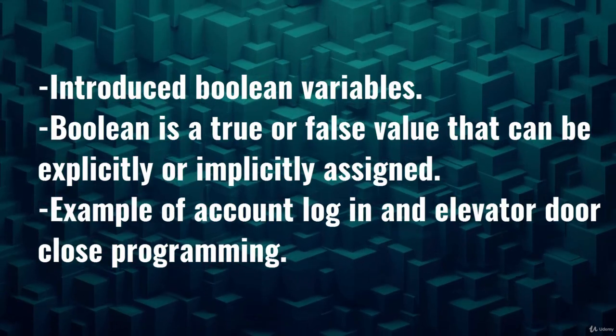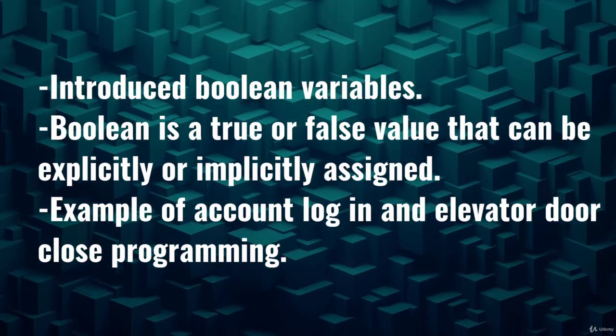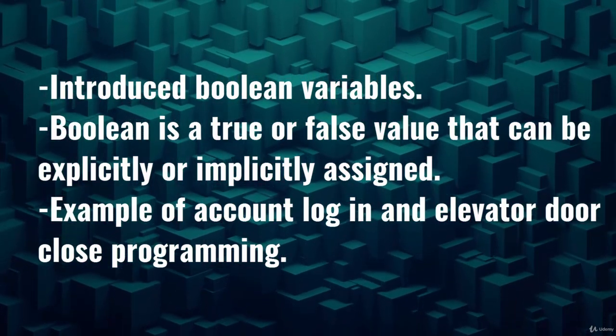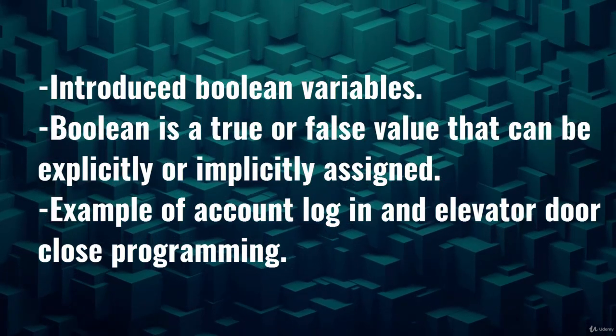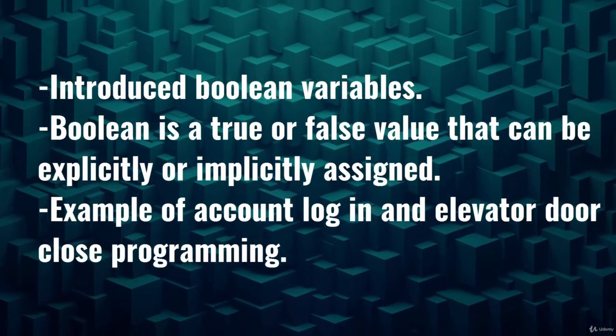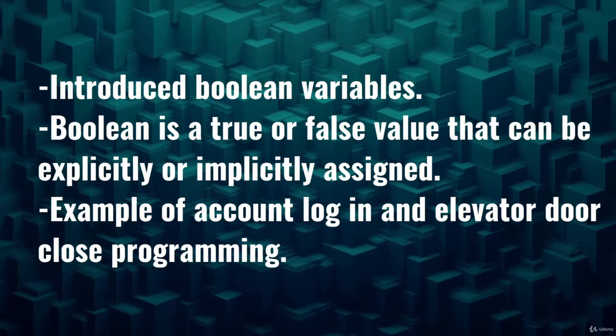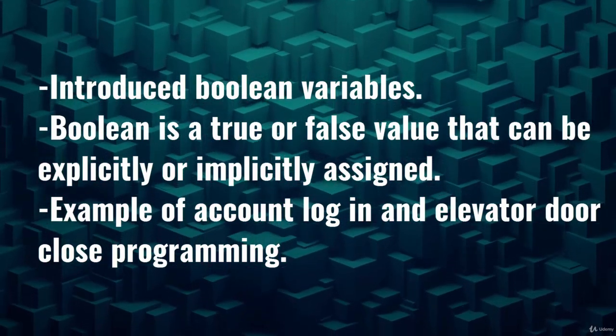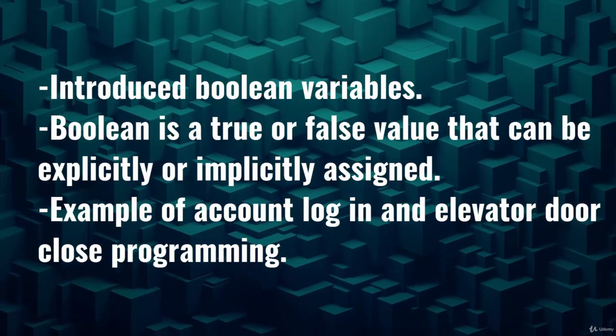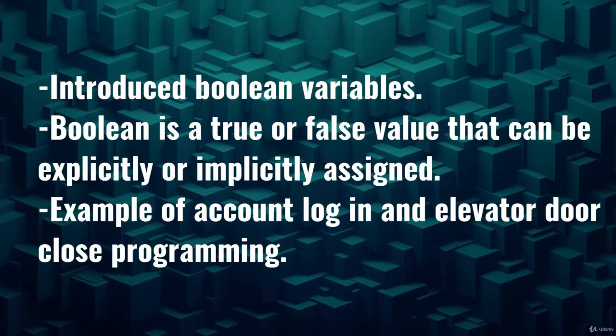Okay, so the examples we used are an account login. So perhaps we have an isLoggedIn variable that won't give us access to an account unless it's true, and an elevator door closed programming. So basically the elevator won't be able to move until the isDoorClosed variable is true. Okay, so these are some examples of where you'd see it in real life. And in this next part we'll be taking a look at integers.